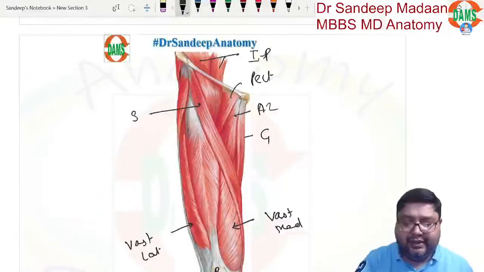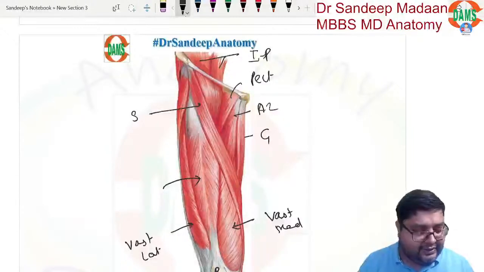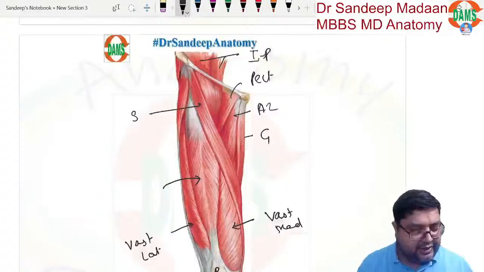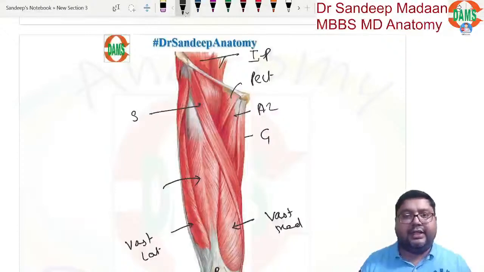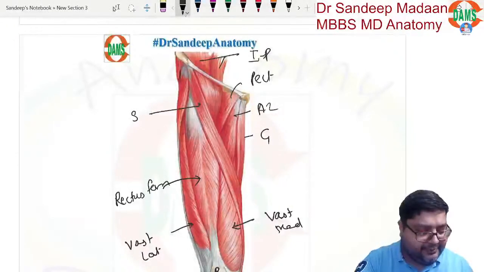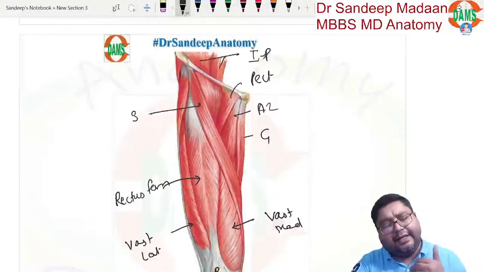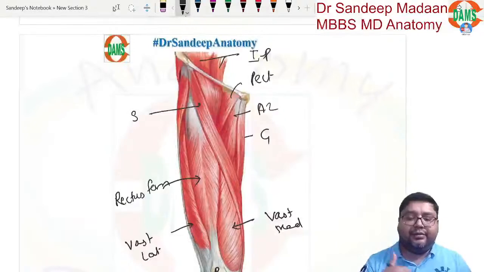So we have made vastus medialis and vastus lateralis. And can you tell me the name of this muscle? Yes, write your answer in the chat box quickly. What is the name of this muscle? This muscle is not vastus intermedius. This muscle is rectus femoris. Now if this is rectus femoris, then where is vastus intermedius? That will be present at a deeper aspect. So to reach the vastus intermedius, we have to do the dissection. We have to reflect this muscle.